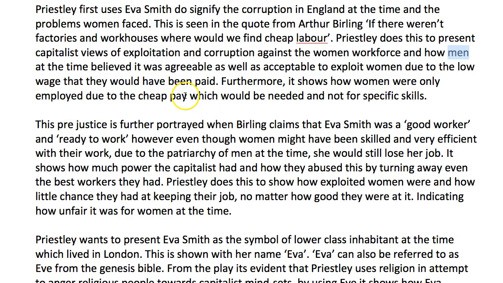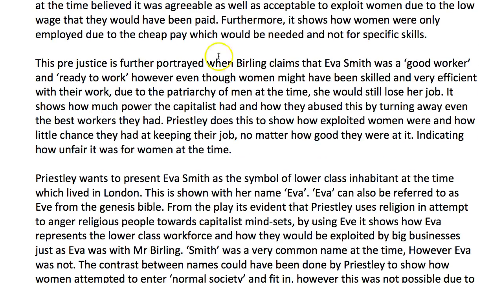Well, that doesn't quite make sense. What you mean is they were employed because the price of their labour was cheap, which would be needed not for specific skills. You mean because they are unskilled workers. So you have to be much more careful with your language here, although the idea is fine.